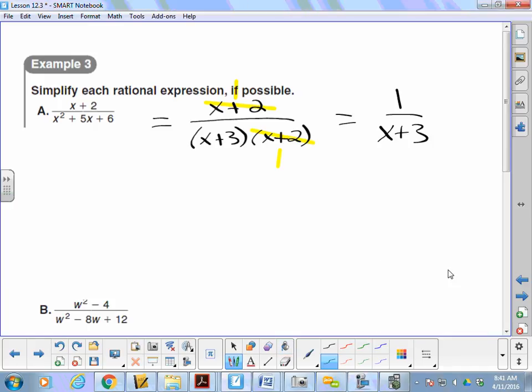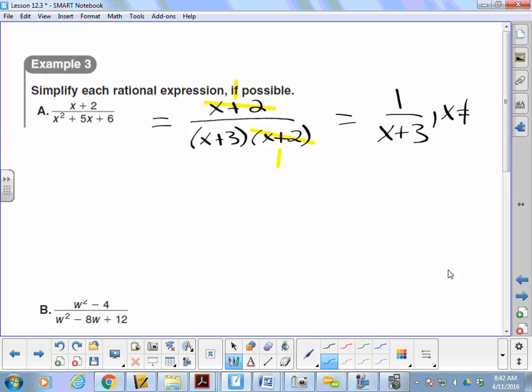Okay, so we simplify that. x plus 2 goes to itself once, so we have a 1 in the numerator and a 1 in the denominator. And so x plus 3 times 1 is x plus 3 in the denominator with a 1 in the numerator. But we also must identify the excluded values. The excluded values are still where the denominator is equal to 0, and in this case, we're going to go back to the factored form.